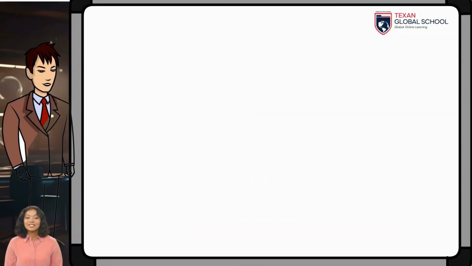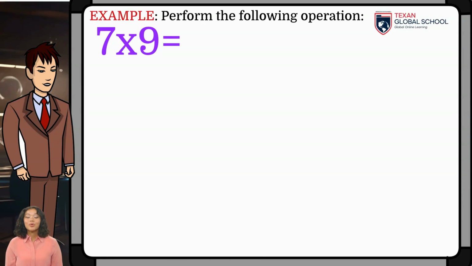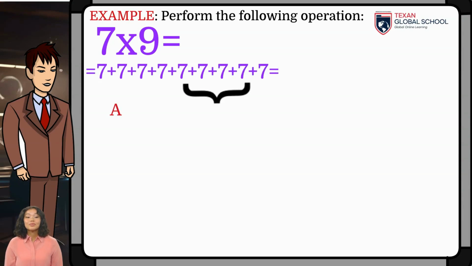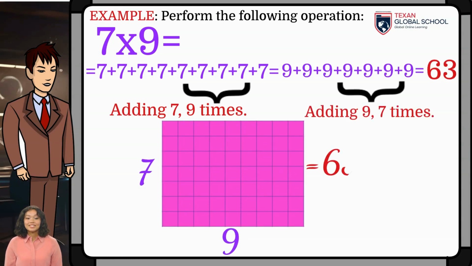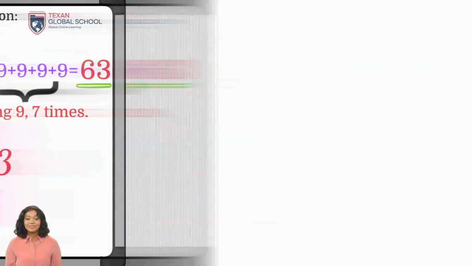Now multiply 7 by 9. So we add 7 9 times, or we add 9 7 times. Therefore, 7 times 9 is 63. The model represents 7 rows by 9 columns, so we have 63 ones. Hence, we conclude that 7 times 9 is 63.